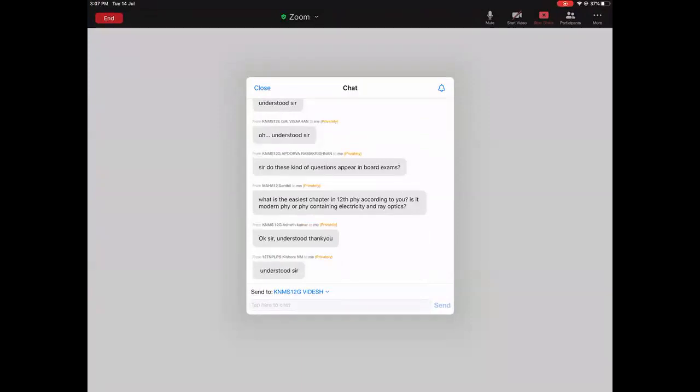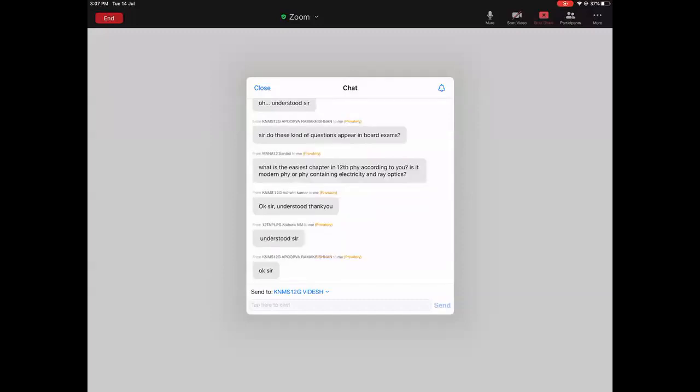Sir, do these kinds of questions appear in board exams? No, no, never. The last thing that we did with the definition of current is what will appear. Other than that, it won't appear. Which is the easiest chapter in 12th physics according to you? Is it modern physics or the physics containing electricity and ray optics? Modern physics is easy, but the questions on modern physics are not easy because modern physics is always mingled with mechanics. So they become quite difficult.